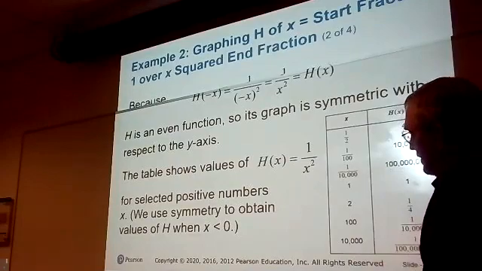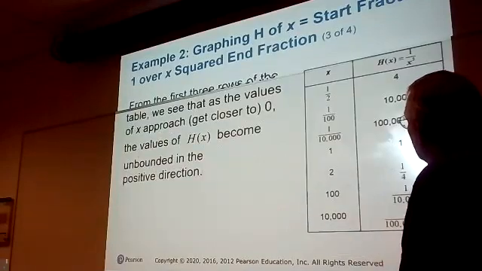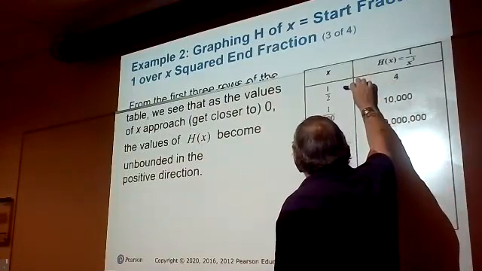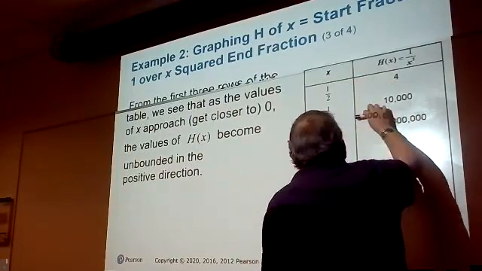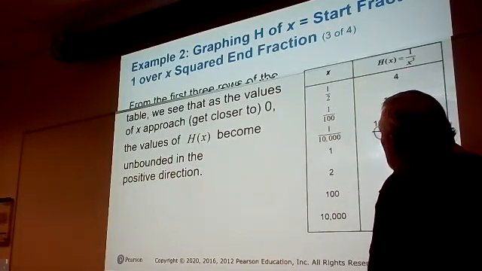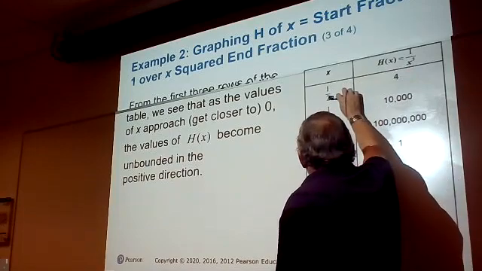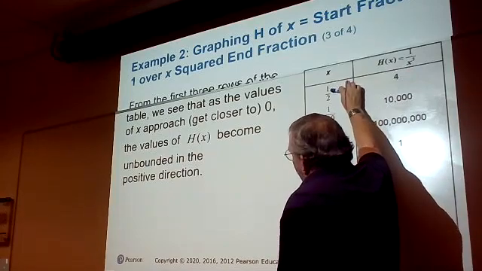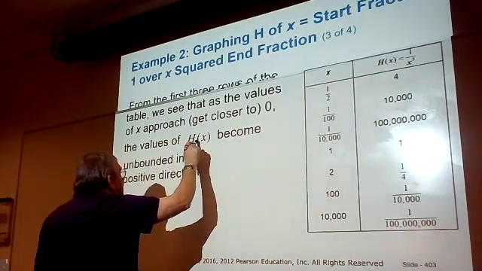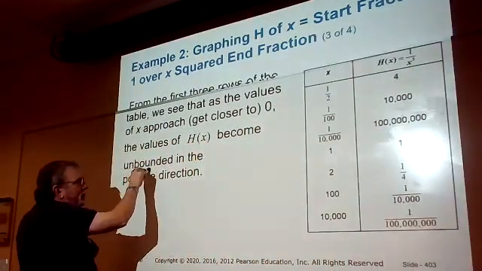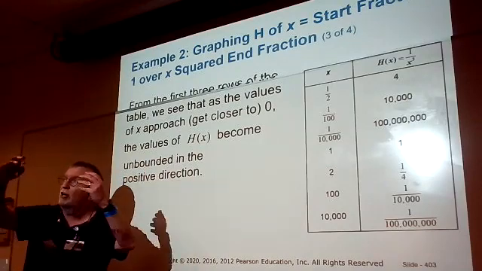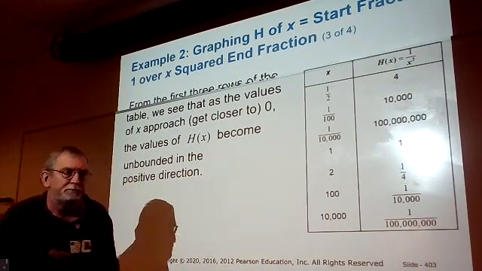Right now, something they want you to notice here is as x gets smaller, the y values get larger. So as the fractions get smaller, as x approaches 0, the y values become unbounded in the positive direction. In other words, they get more and more positive. They get larger and larger positive numbers.